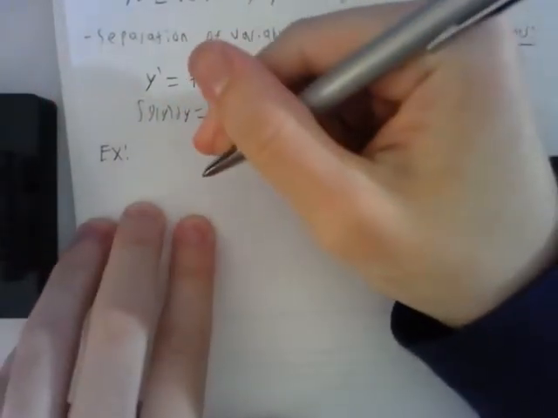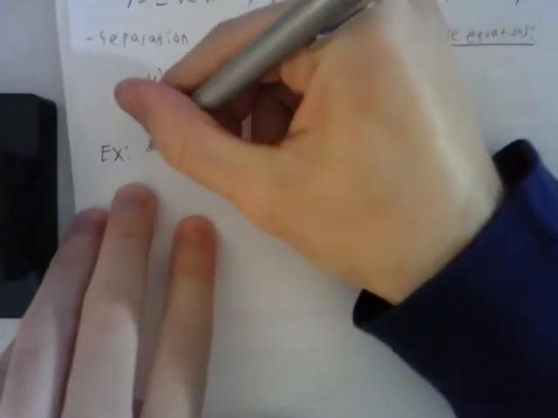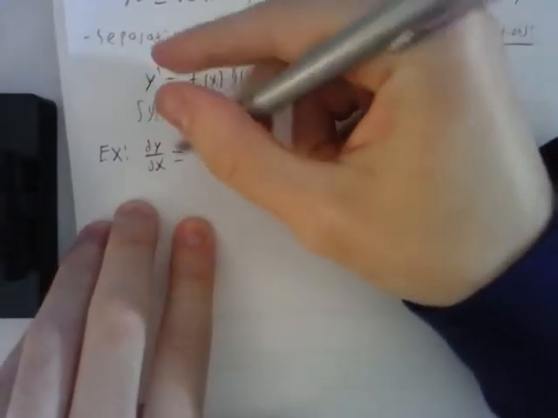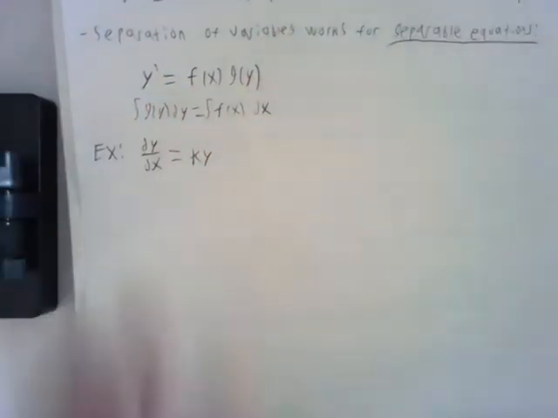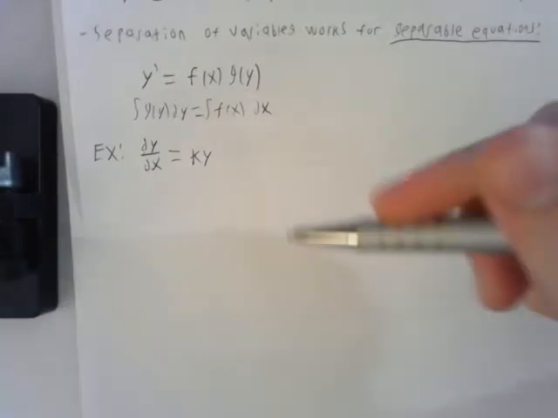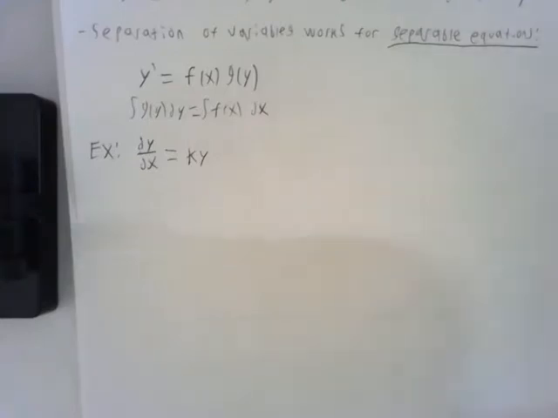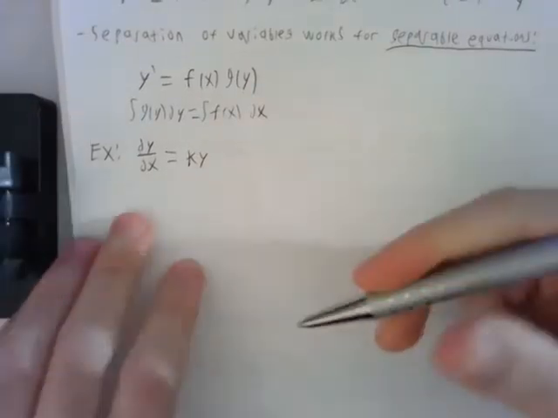So let's revisit an equation we already know the solution to: dy dx equals k times y, where k is just some constant. We already know the solution to this is a constant times e to the kx, but the way we found that initially was just to guess and then see that it worked. Now we have a systematic way to solve this equation.